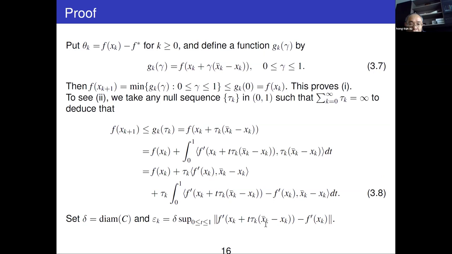So I want epsilon k to go to zero. Then I need the uniform continuity of f prime. Delta is finite because I assume C is bounded. So epsilon k goes to zero because xk is bounded. I can prove it. Of course xk is bounded because C is bounded, and f prime is uniformly continuous. So the supremum over t in zero, one must go to zero because tau k goes to zero. Tau k is any sequence in zero, one which goes to zero and satisfies the condition that the series is divergent. So the uniform continuity of f prime guarantees that epsilon k goes to zero.